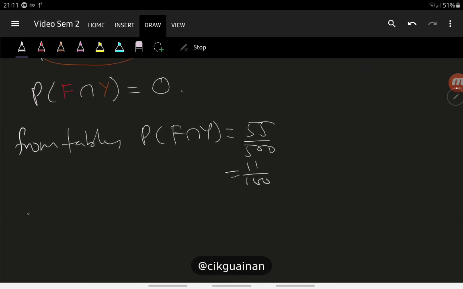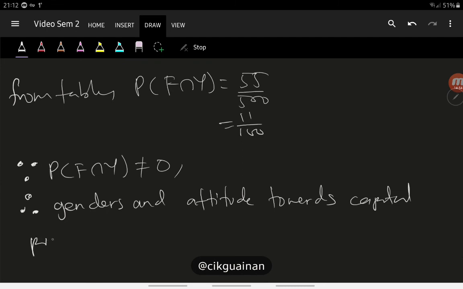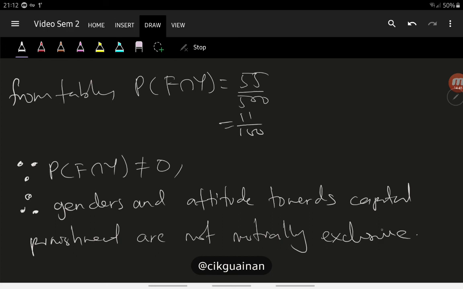which is not 0. Okay, so since P(F intersect Y) is not equal to 0, therefore genders and attitude towards capital punishment are not mutually exclusive. Okay, not mutually exclusive. Okay, so that is the explanation, and this is how you do it.